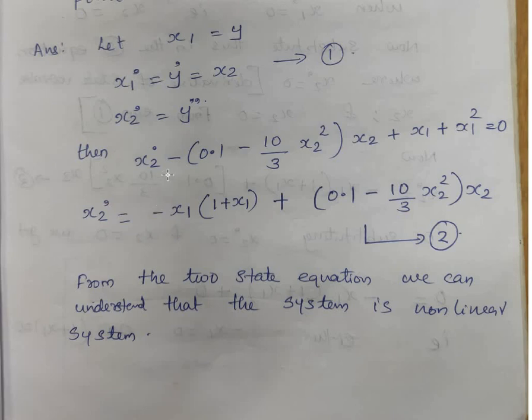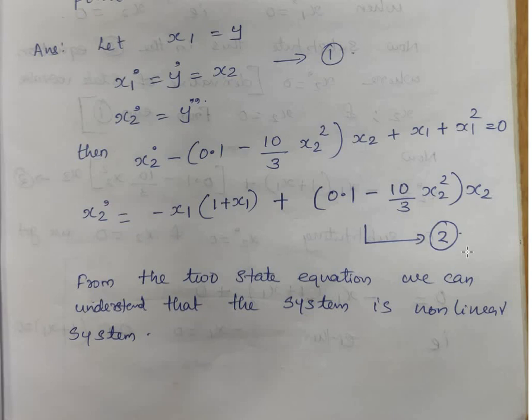Now, take all these parts into the right hand side of the equation, then we will get x2 dot is equal to minus x1 into 1 plus x1, because I am taking this x1 outside from the two terms, x1 plus x1 square. Now, it is minus x1 into 1 plus x1 plus this term, that is plus (0.1 minus 10 by 3 x2 square) into x2. That is your second state equation.